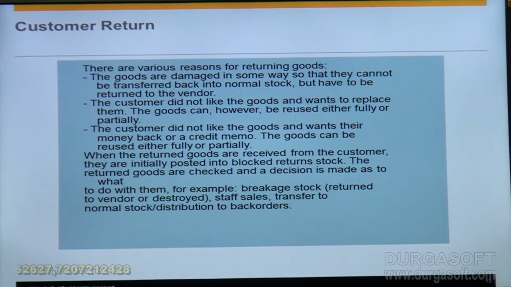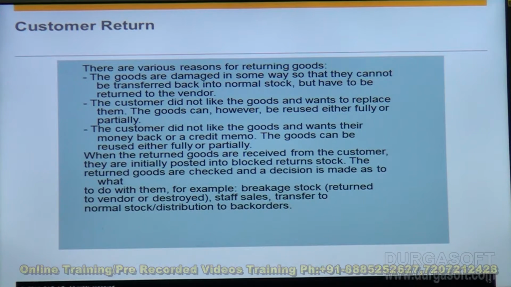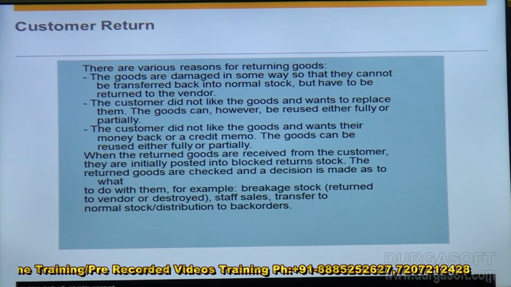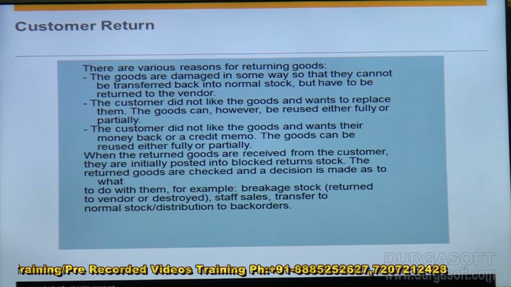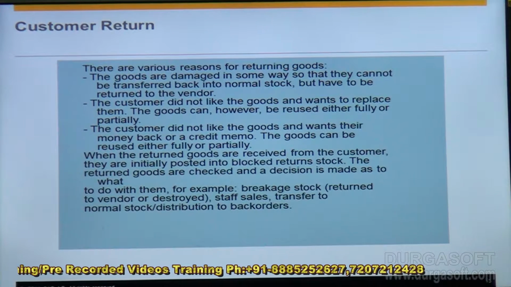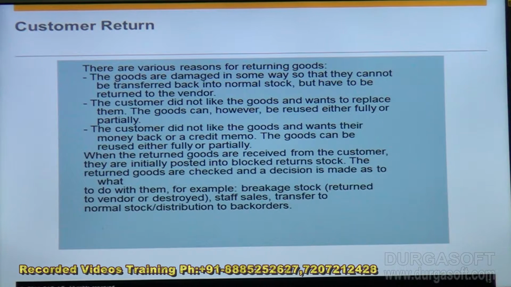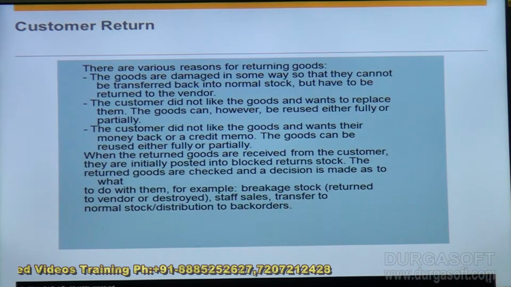So there are various reasons for returning goods. The goods are damaged in some way so that they cannot be transferred back into normal stock, but they have to be returned to a vendor. The customer didn't like the goods and wants to replace them. The goods can, however, be reused either fully or partially. The customer didn't like the goods and wants their money back or a credit memo. So goods can be reused either fully or partially. This is how we can get it.